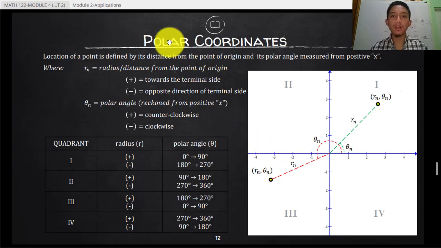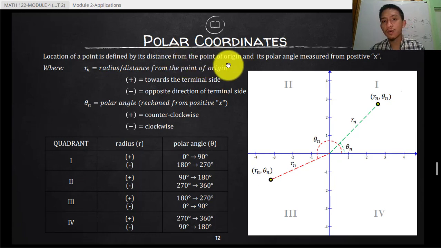So what is polar coordinates? If rectangular is distances vertical and horizontal, polar actually is now using angle and what we call the radius. Okay, so location of a point is defined by its distance from the point of origin. Wala siyang sinabi. There is no word there describing vertical or horizontal. It says there only a distance from point of origin. So that means it could be inclined.